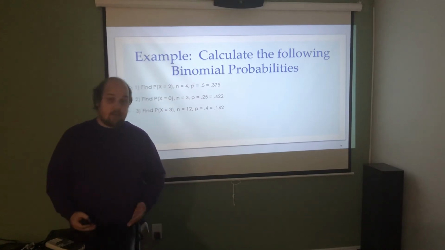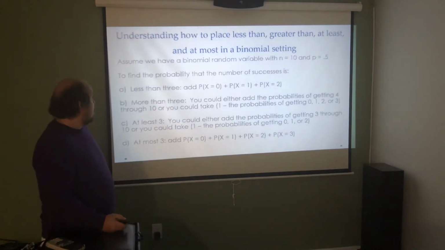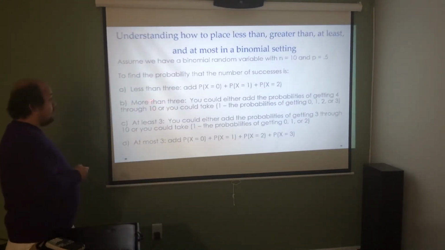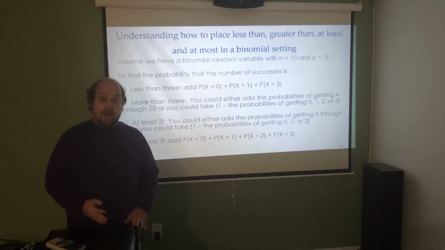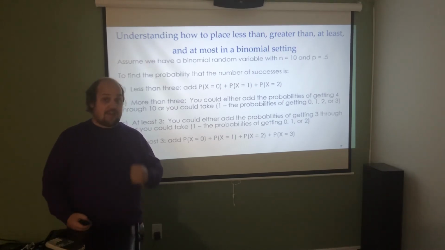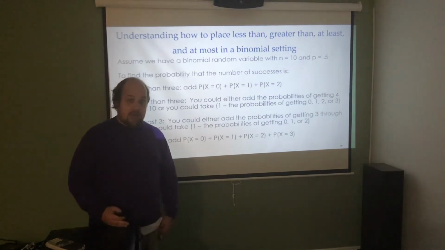But there's going to be times where we don't want to calculate the probability of an exact number of successes, but instead we want to calculate the probability of getting less than a certain number or more than a certain number. For instance, assume we have a binomial random variable with 10 trials and probability of success of 0.5. To find the probability that the number of successes is less than 3: less than 3 would not include the number 3. It would include all possible discrete values up to 3. So if I'm doing 10 trials, I could have 0 successes, 1 success, or 2 successes. And each of those outcomes would be less than 3.